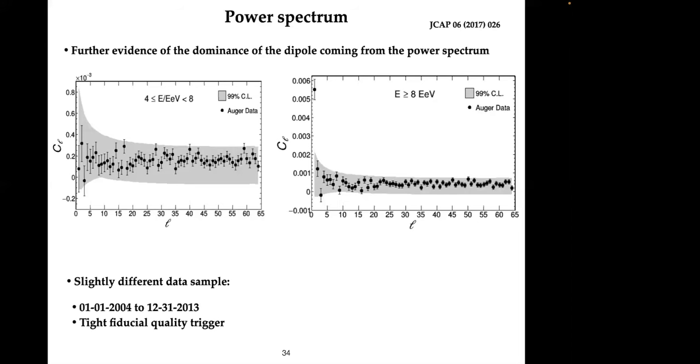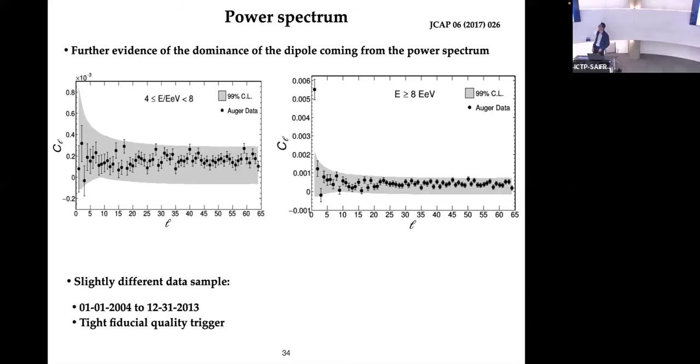What do you mean nothing else? They're all above zero. It's compatible. Yeah, compatible with isotropy, exactly. So from a statistical point of view, we basically see a dipole and then just a random fluctuation on all other multipoles.